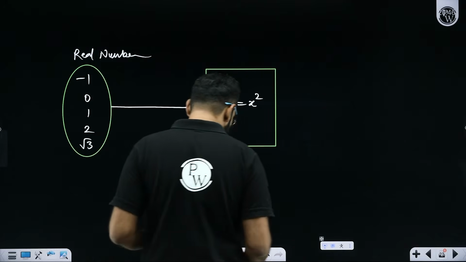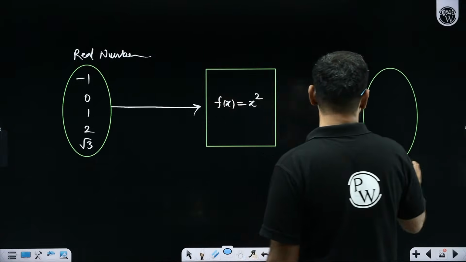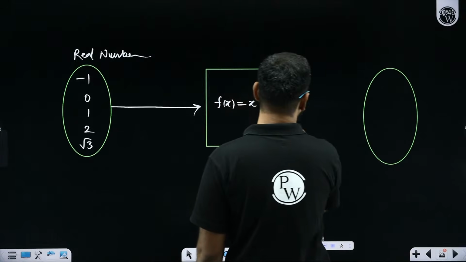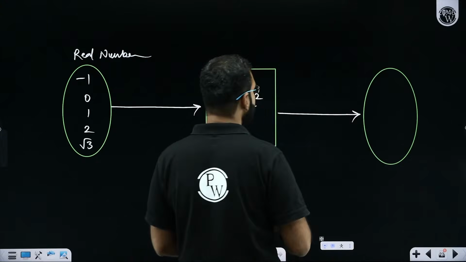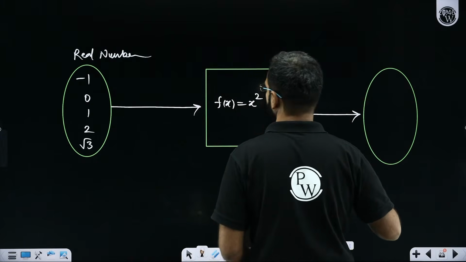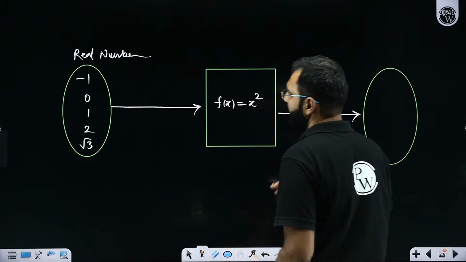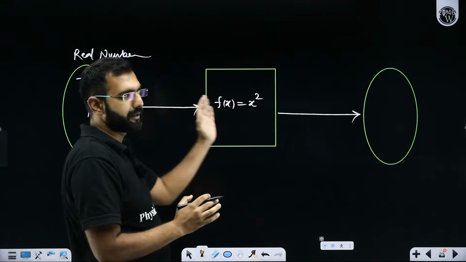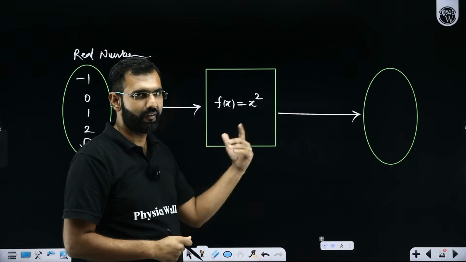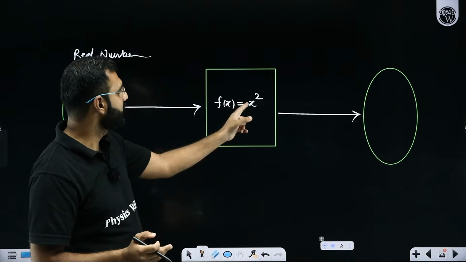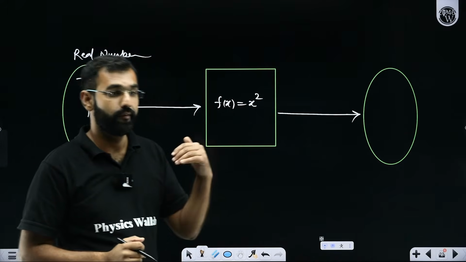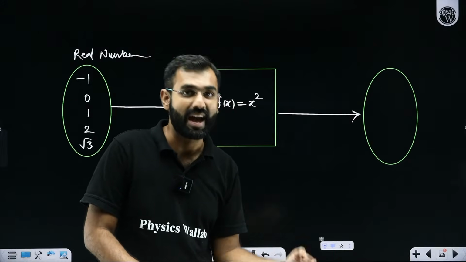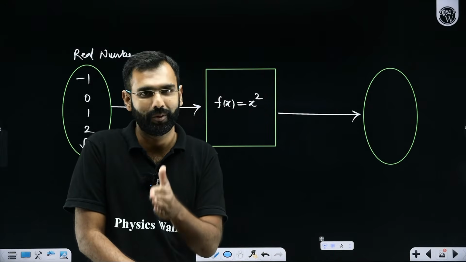And based on those inputs, we'll be producing the outputs. But can you help me with the range here, the outputs? So I hope some of you must have noticed, whatever real number you pass to it, when it is squared, it will be producing the output as a non-negative real number.